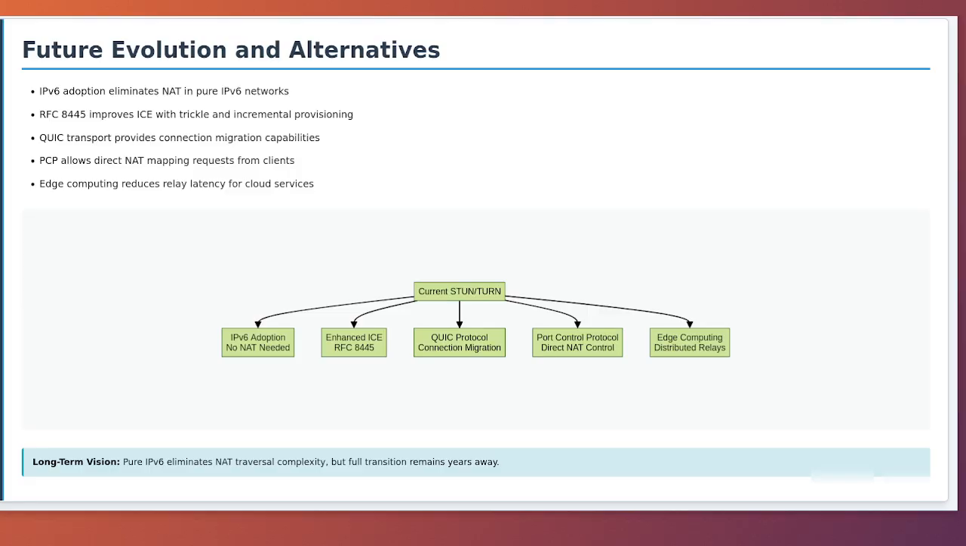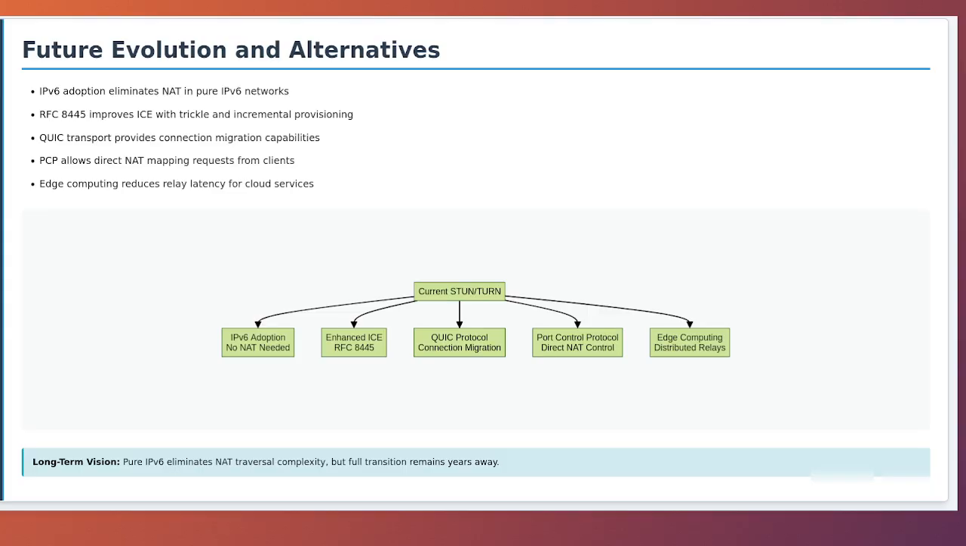QUIC, the transport protocol underlying HTTP/3, has interesting implications for NAT traversal. QUIC operates over UDP but includes built-in encryption, congestion control, and connection migration capabilities. Connection migration allows a QUIC connection to survive IP address changes, which is valuable for mobile devices that might switch between Wi-Fi and cellular networks. While QUIC doesn't eliminate the need for NAT traversal, its use of UDP and built-in encryption makes it more compatible with NAT traversal techniques, and its connection migration features could potentially reduce reliance on TURN in some mobile scenarios.